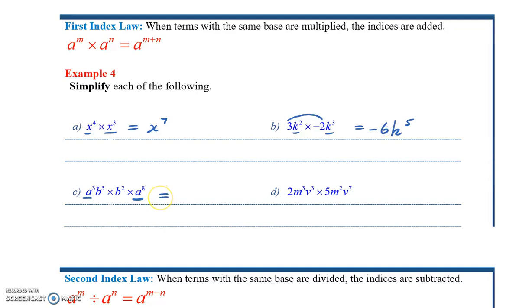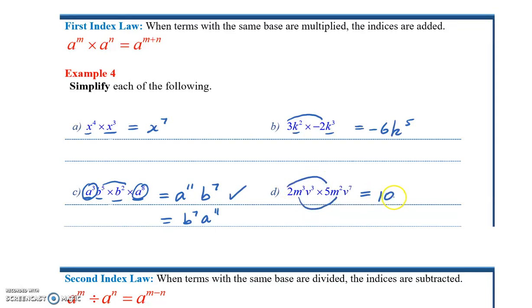In question C, we have our a cubed and our a to the 8. Adding 3 and 8, we have a to the 11. We have b to the 5 times b squared. Adding our powers, 5 and 2, makes b to the 7. You could also write this as b to the 7, a to the 11, but probably the first one is the preferred option. In our question D, 2 times 5 is 10.